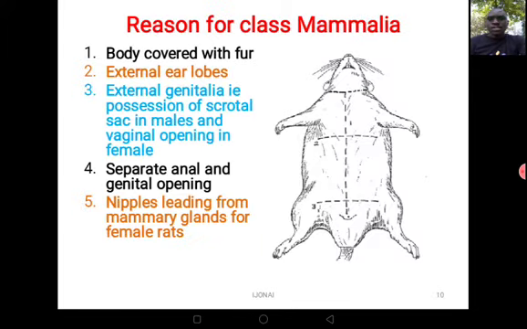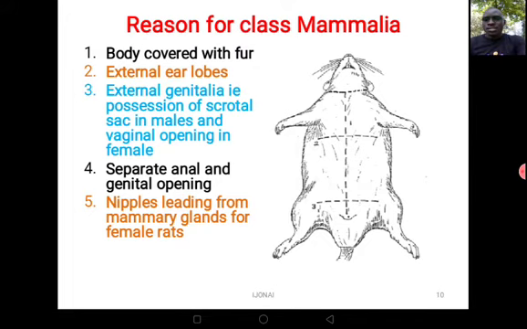So let's look at its class. We said it belongs to class Mammalia. So if it is class Mammalia, there are reasons why we should call them mammals. One of them is that the body is covered with fur or hairs. So the whole body is covered with the hairs, either black. What differentiates them is the color of the hair, but the hair is universal for all the mammals.